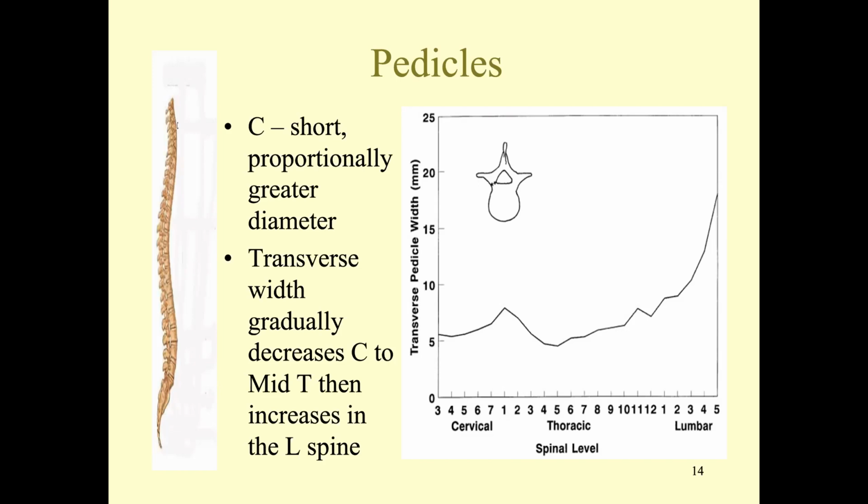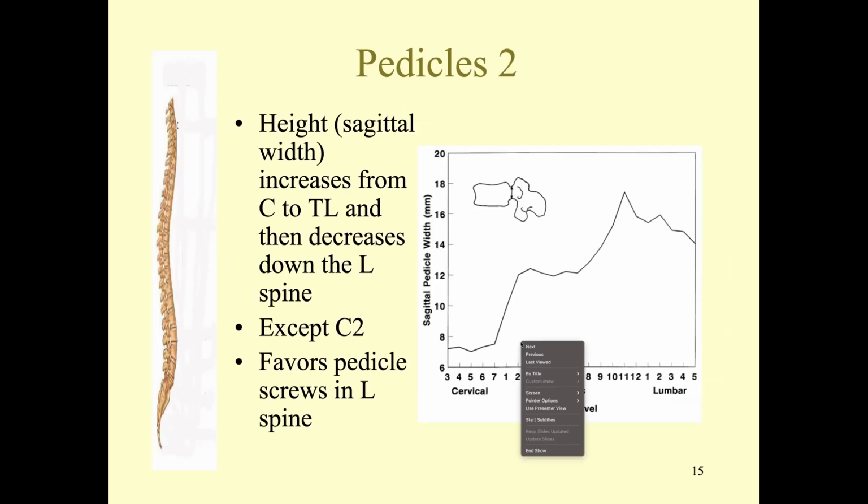So one must know about the pedicles. In the cervical spine, they are very short. Proportionately, they have a greater diameter. And if you see the transverse pedicle width, that is this width of the pedicle, in the cervical spine, it is just about 5, 6, 7 millimeters, not much space. So that is why you need experience. You need to know exactly how big is the pedicle, what is the direction. So putting a pedicle screw is a little bit difficult.